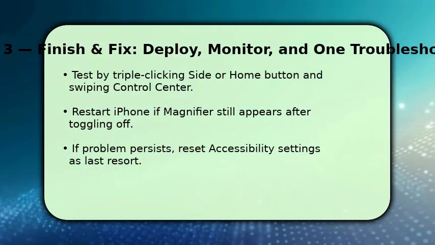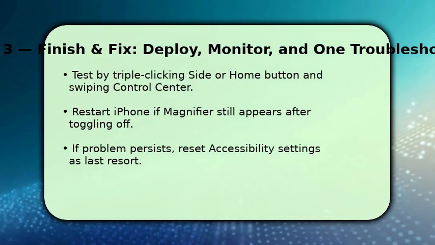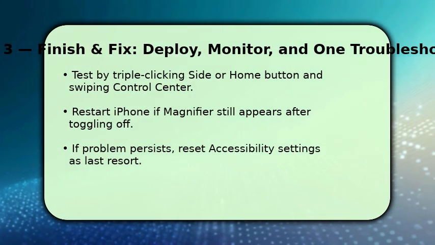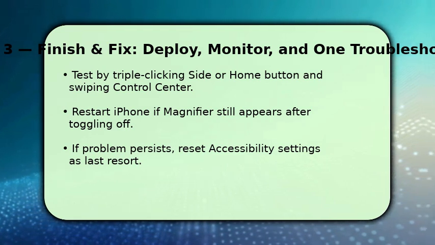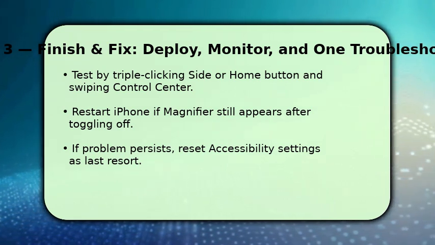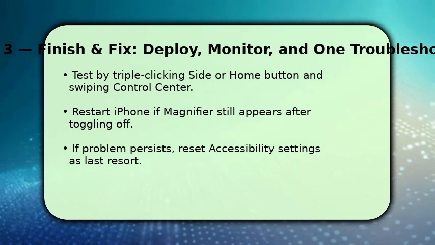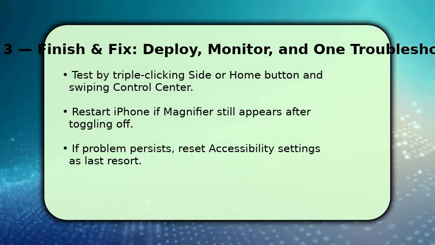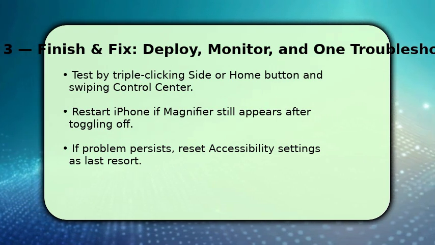You're almost done. Verify by trying the usual triggers. Triple-click the side or home button and open Control Center. Magnifier should be gone. If it still appears, restart the iPhone to clear cache states. Make sure software is up to date, because older iOS versions can behave oddly.